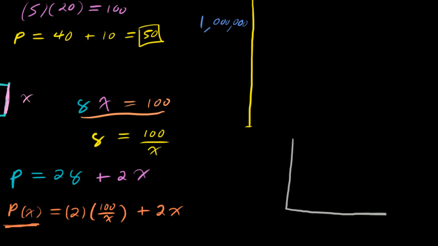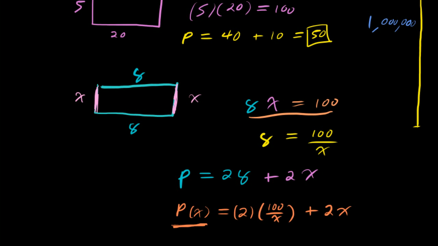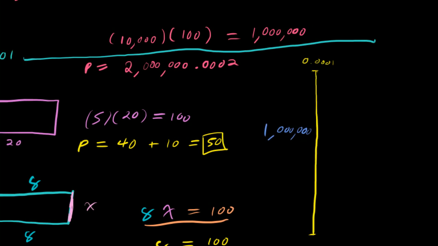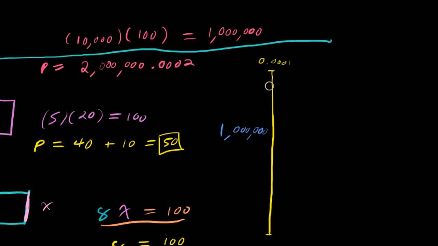And we saw this in the past video, where we said that when our height was 0.0001 and our width was 1 million, our perimeter came out to be just a little bit more than 2 million, right? And then the same thing happened in the case where our width was 0.0001 and our height was 1 million. We were still going to have this same perimeter.